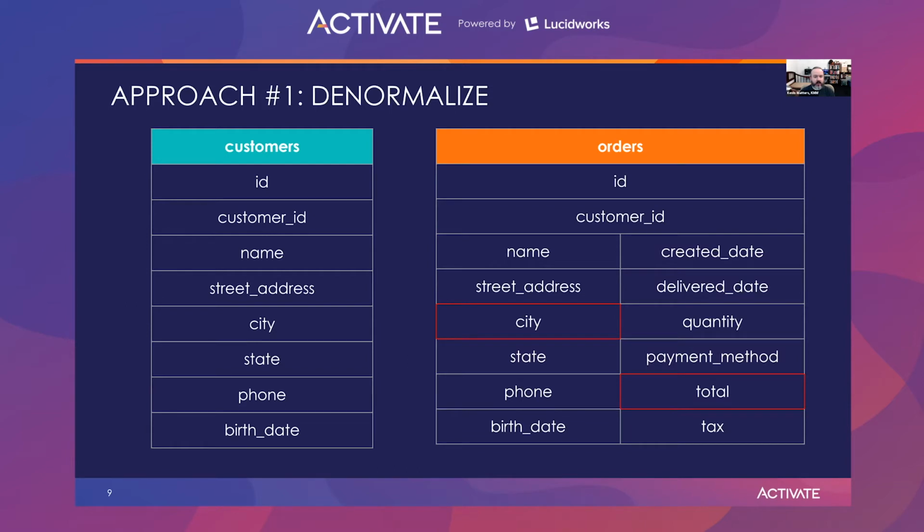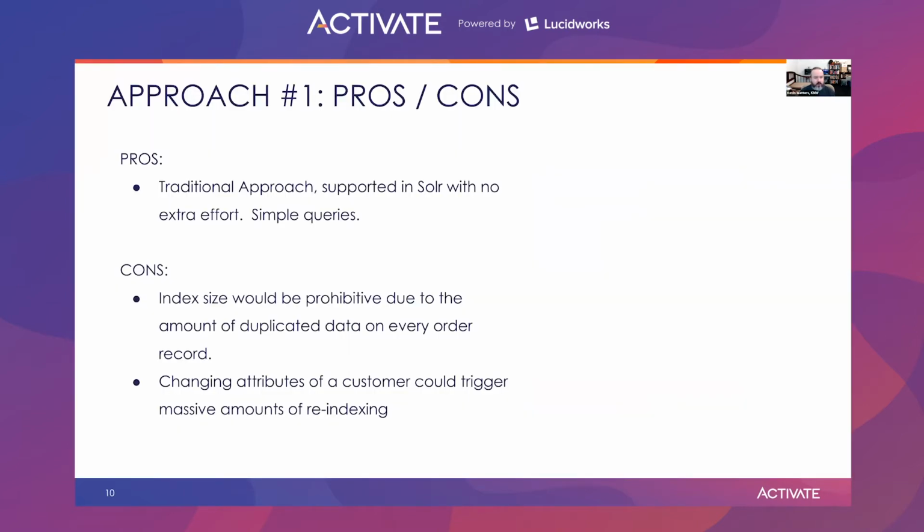One approach is to denormalize your data and flatten it, right? Where you take the metadata from the customer records and you put that on the orders records. Well, this approach has some pros and cons. One pro for this is that it's supported with simple term queries if you flatten your data.